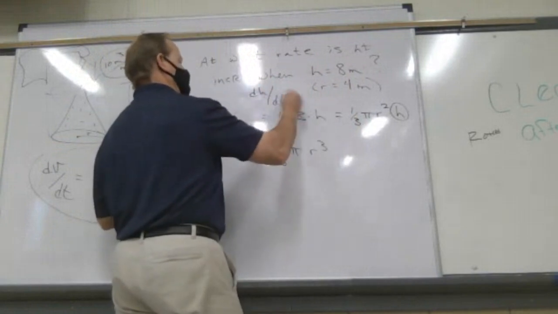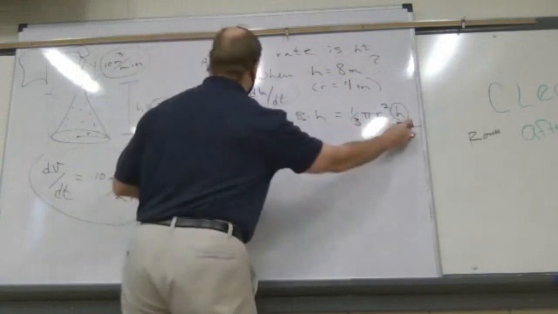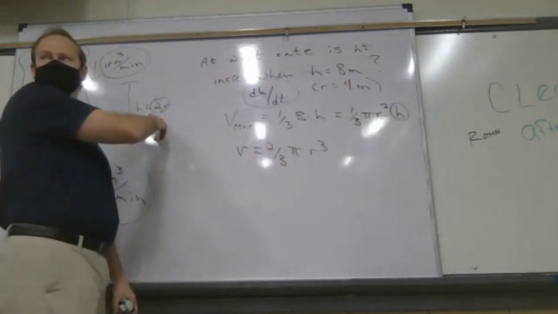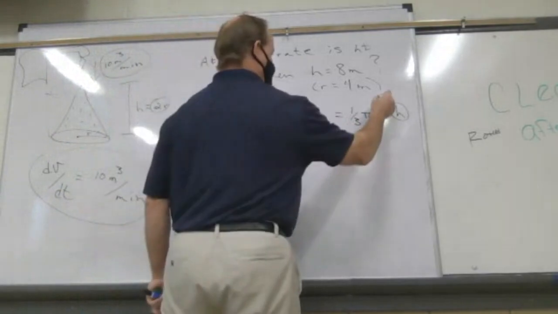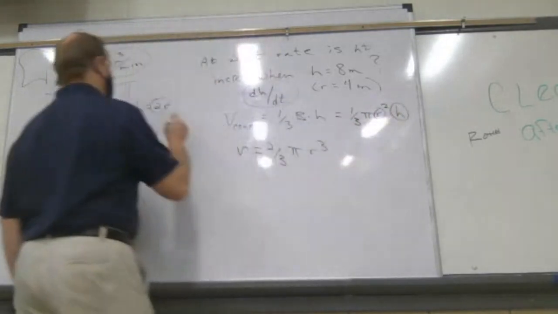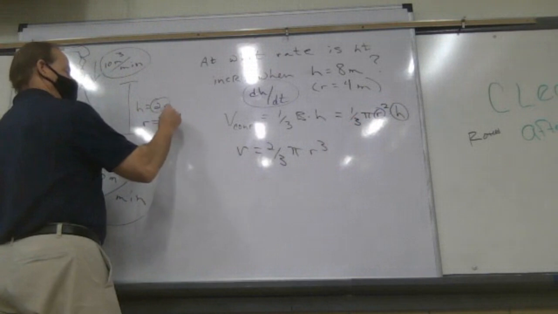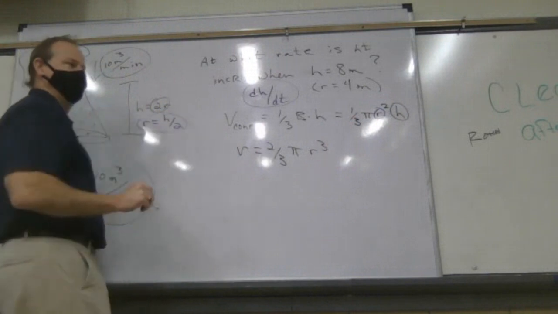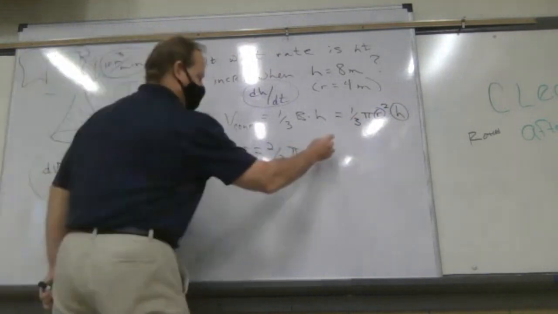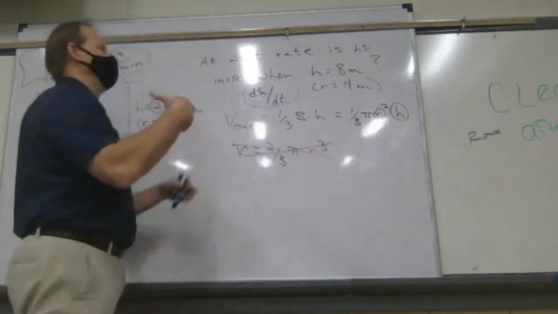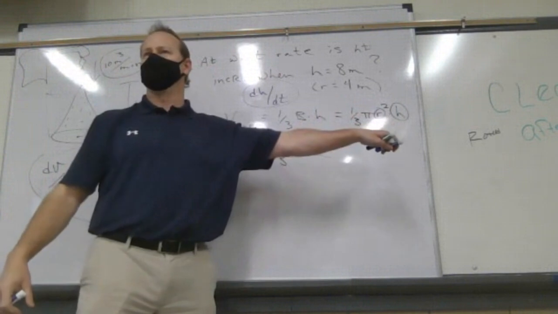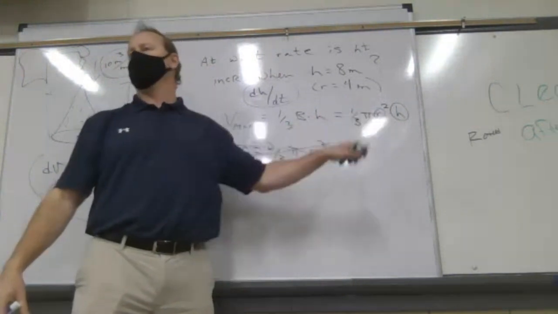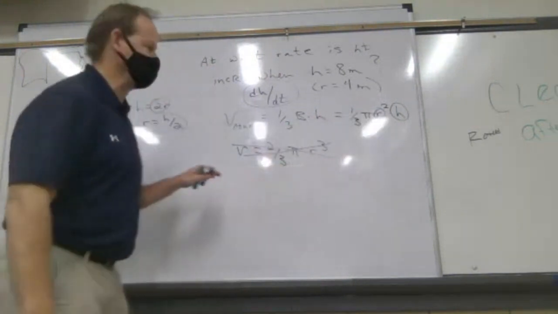So what did I do that I shouldn't have done? I changed it over to the radius, right? But instead of doing that, maybe I should put in what r is. r equals h divided by 2, correct? So let's do that instead. If I wanted to know the rate at which the radius is changing, dr/dt, this would have been great. But that's not what I want.